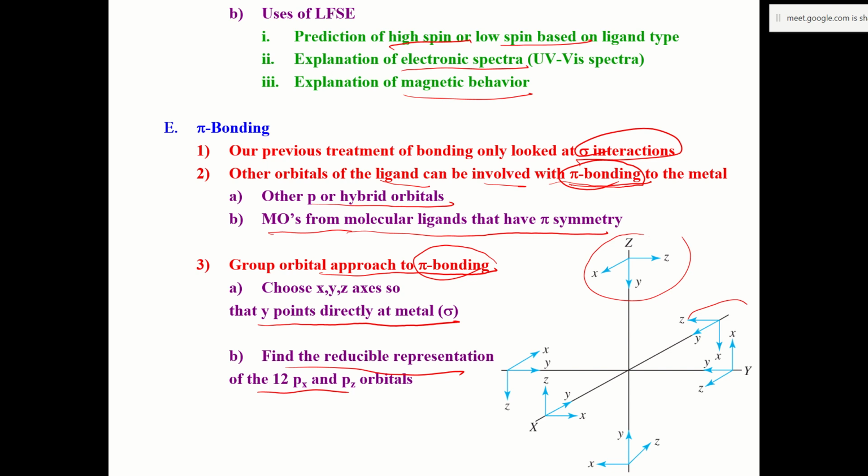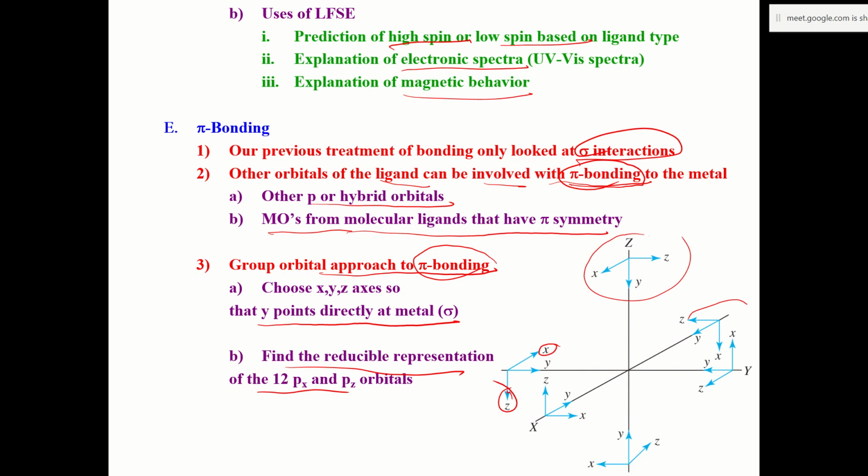6 into 2, why 12? Are you able to get it? This is the metal. The y orbital is in line with the internuclear axis, so this one will be used up for sigma bonding, right? But x and z for this particular ligand are lying perpendicular to the internuclear axis. So those orbitals px and pz will be used for this kind of bonding. So in each of these ligands we will have situations like that, and so there will be 12 such orbitals.